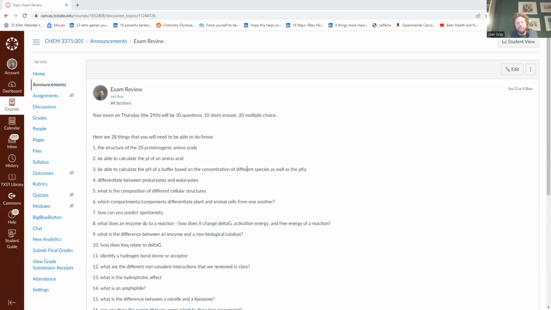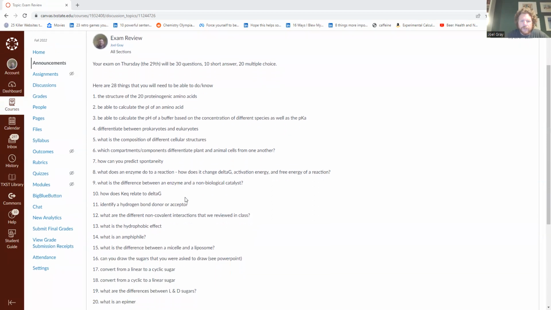That's absolutely important because, as we were talking today, tertiary structure of proteins and quaternary structure of proteins is all about how those different R groups interact with one another. So that's a very important part of this class.